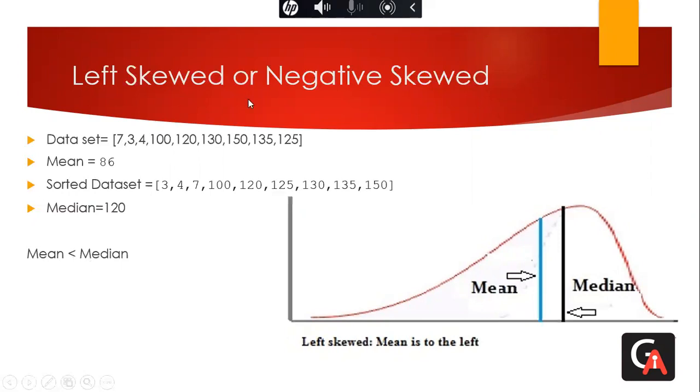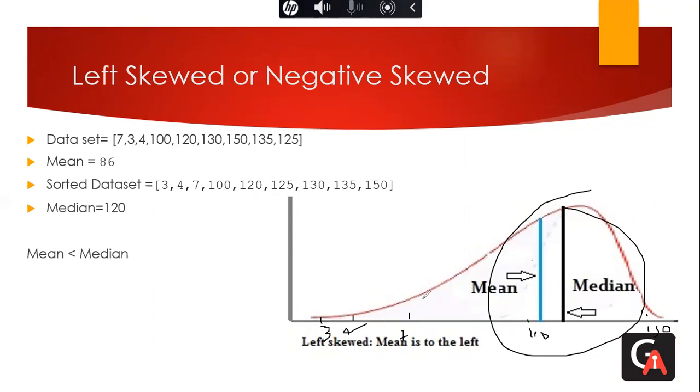When I plot this distribution, I'm going to get this type of graph. So why am I getting this type of graph? Let's consider that maybe 7 is here, 3 is here, 4 is here, and most of the data will be here, from 100 to maybe 150. Because most of the data is between 100 to 150, that's why we are getting a high peak here.